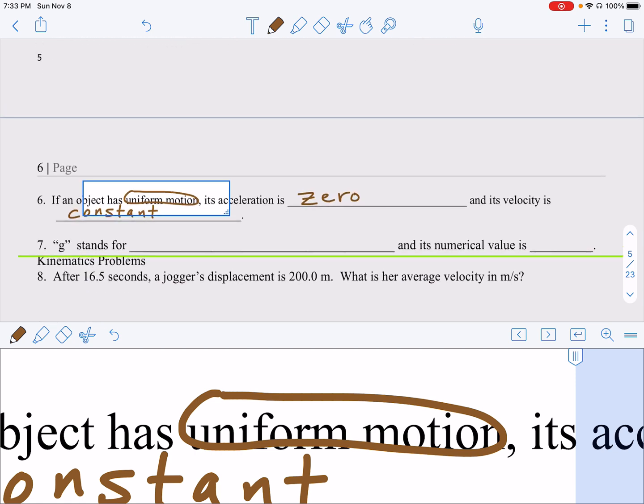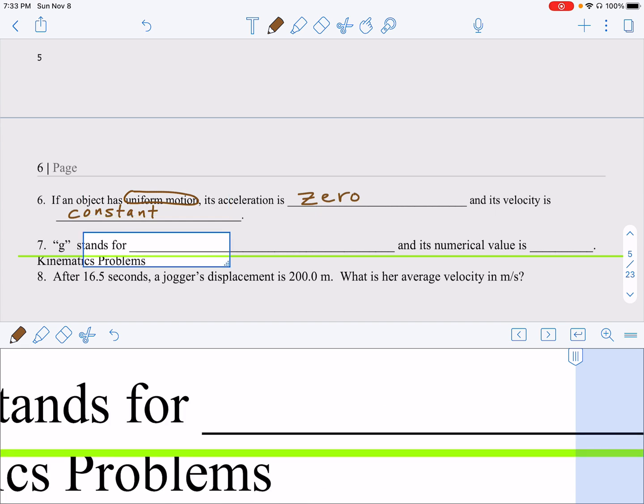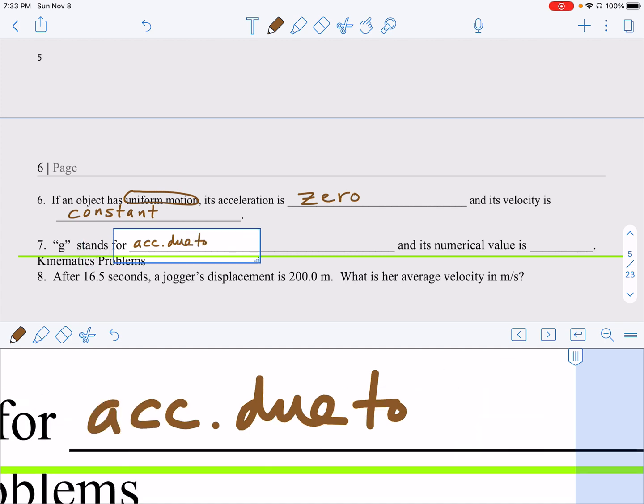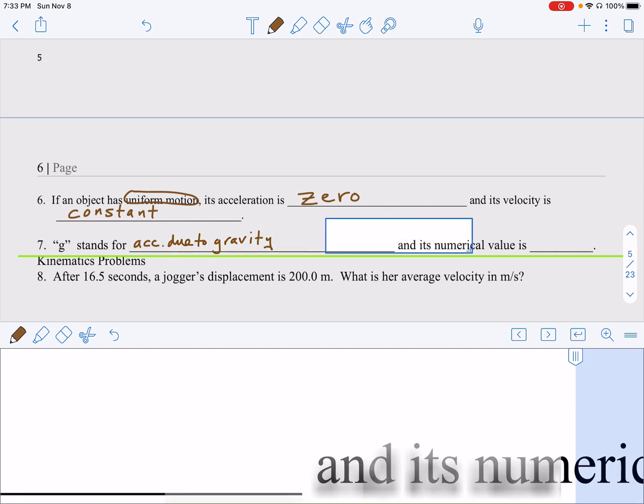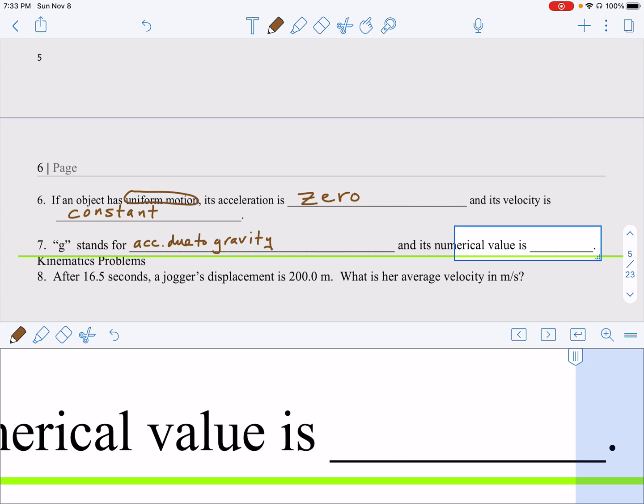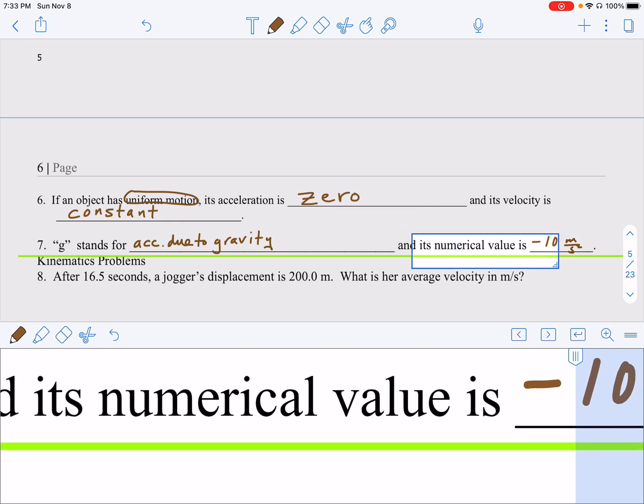Cruise control. G does not stand for gravity. It stands for the acceleration due to gravity. It's not gravity. It equals, on Earth at least, -10 meters per second squared. Okay, so that's on Earth. On the moon, it's something else. On another planet, it's something else.